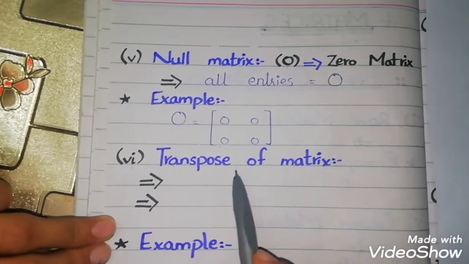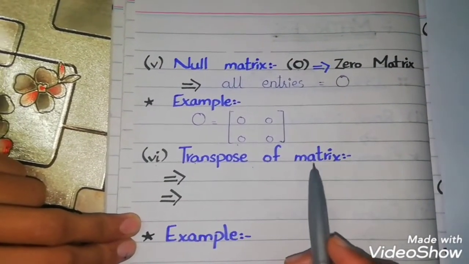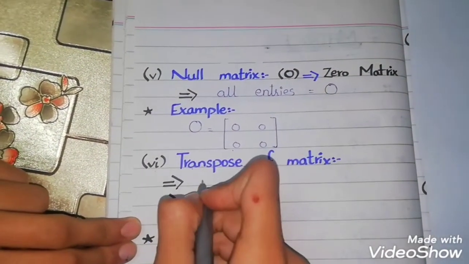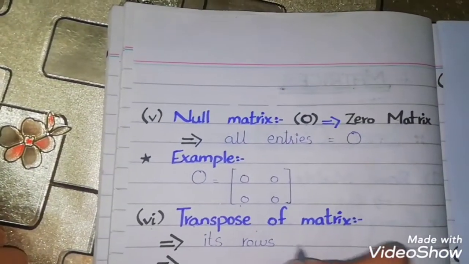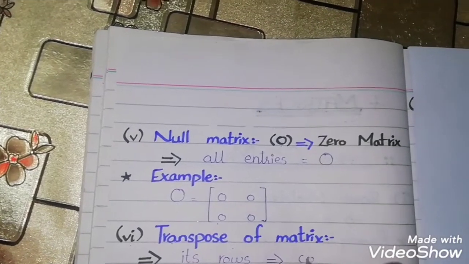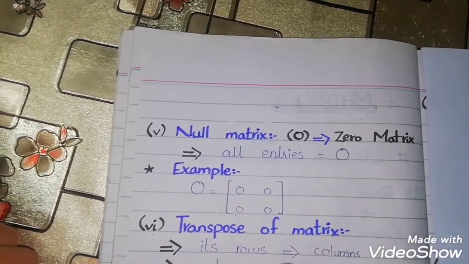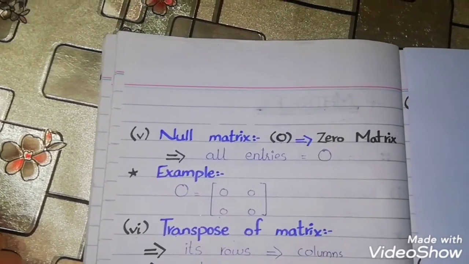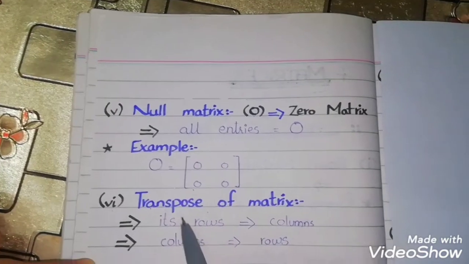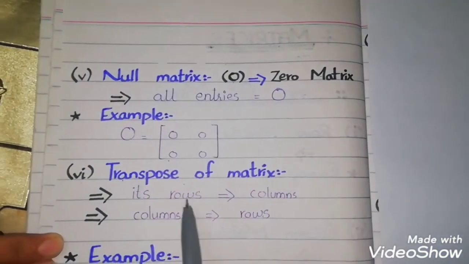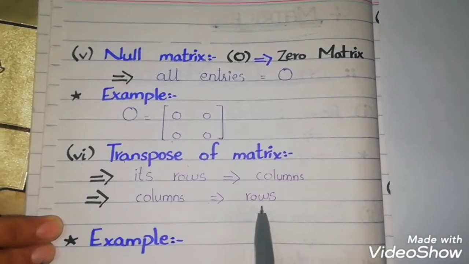Next is transpose of matrix. Transpose of matrix is obtained by changing its rows into columns and columns into rows. It is obtained by changing the rows of a matrix into columns and columns into rows.